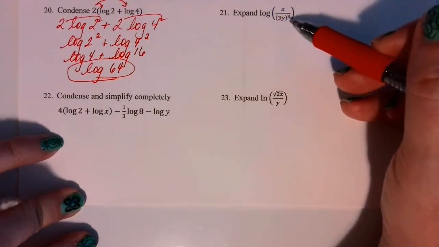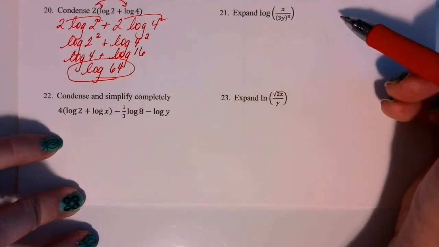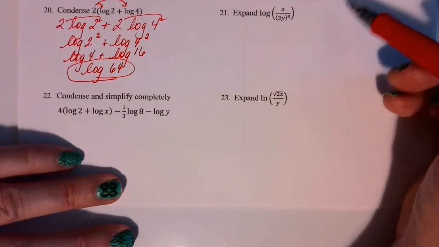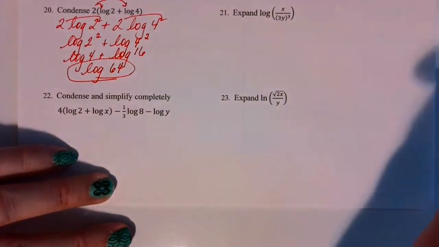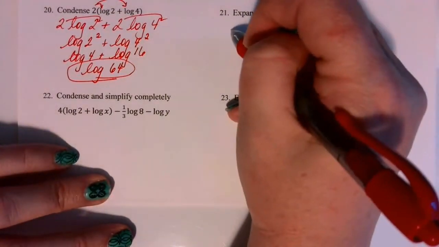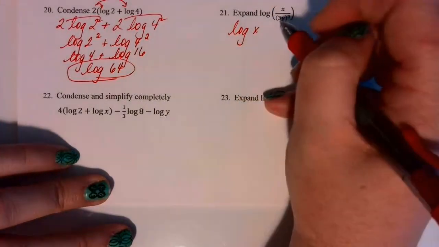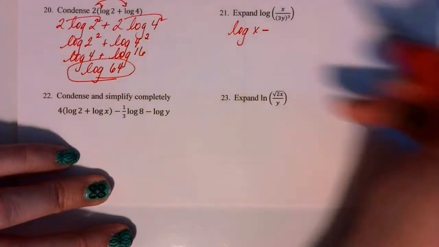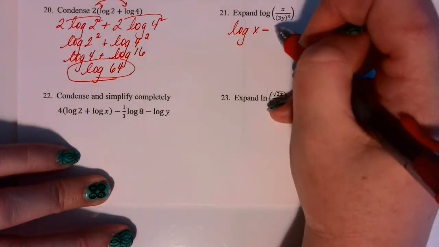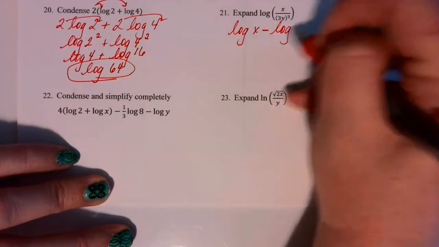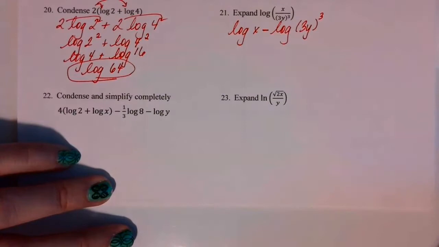And then in number 21, we're going to do that in reverse, and we're going to take a single log expression with a complicated argument and expand that into multiple logs as a sum and difference. So if it's a numerator, like the x is in the numerator, then that's going to be a positive log. So we have a positive log of x. Anything in the denominator will have a negative in front of it. So we'll have the negative log of the quantity 3y to the third power.